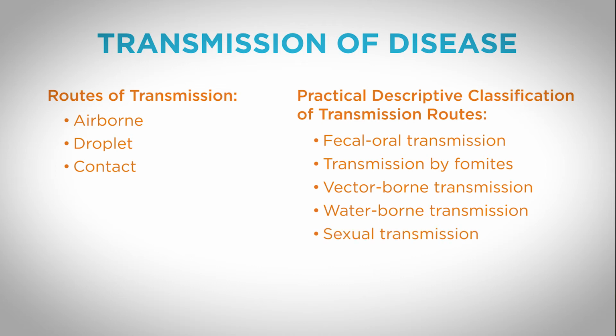Sexual transmission, again, self-explanatory. You have vertical transmission, where a mother transmits the infectious disease to her offspring. And then you can have iatrogenic transmission, which occurs when we are, for example, performing a procedure on an animal and we're using instruments that haven't been disinfected or are contaminated with the infectious disease.